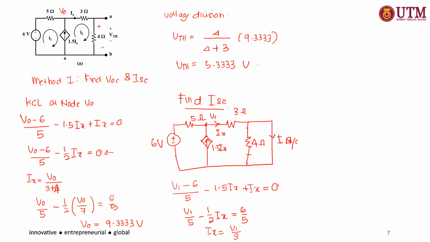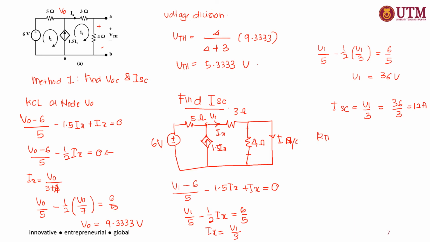Okay, so just substitute your Ix. You will get V1 divided by 5 minus 1 over 2 Ix, which is V1 over 3, equal to 6 over 5. So you will simplify this. You will get your V1 is equal to 36 volt. Okay, and then you can find your ISC, which is V1 divided by 3, equal to this 36 divided by 3, equal to 12 ampere.